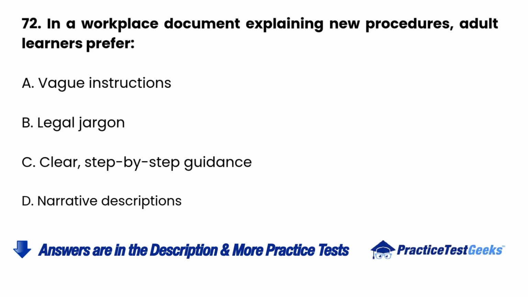72. In a workplace document explaining new procedures, adult learners prefer: A. Vague instructions. B. Legal jargon. C. Clear, step-by-step guidance. D. Narrative descriptions.